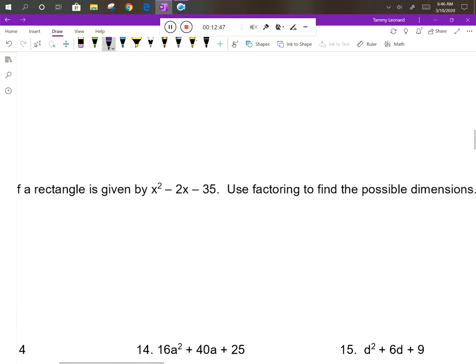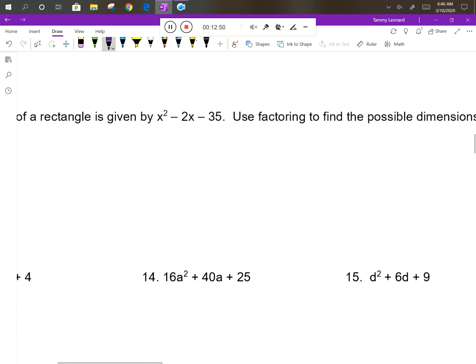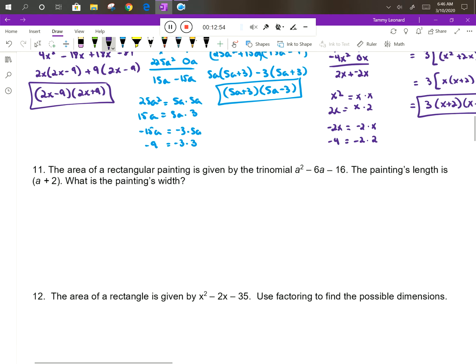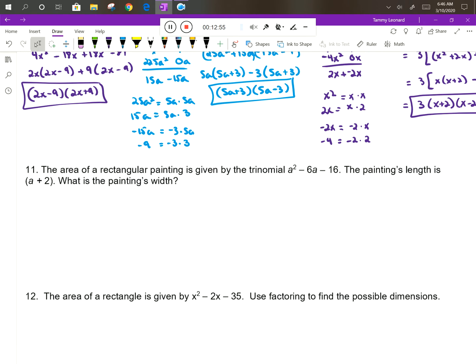Finally, we have a couple of word problems. The area of a rectangular painting is given by the trinomial a squared minus 6a minus 16. The painting's length is a plus 2. What is the painting's width?